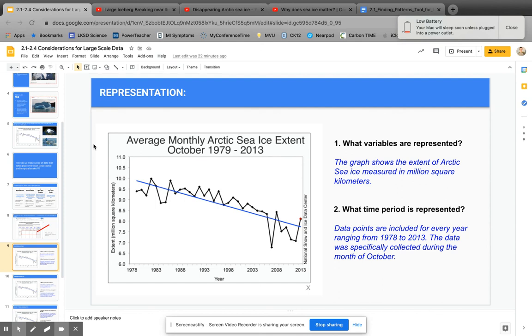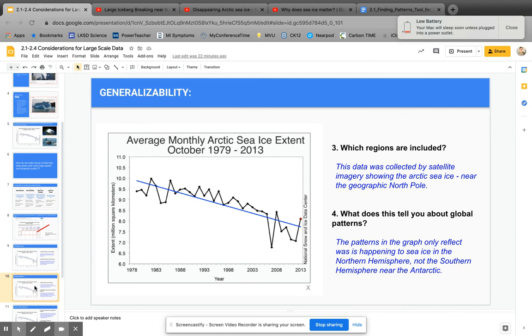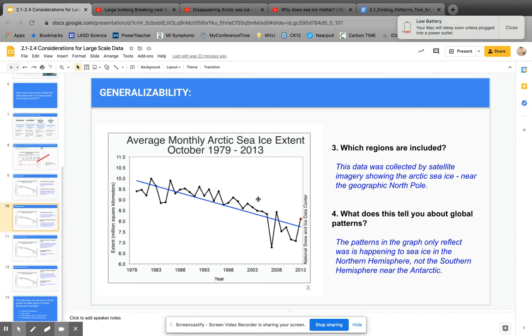For question number 2, it says what time period is represented. I wanted to include the fact that there are data points for every single year within the time range of 1978 to 2013. It wasn't every 5 years within that time interval. It wasn't every 10 years. It was every single year from 1978 to 2013. Another important factor with this data is that this data was collected during the month of October, not during any other month, simply October.